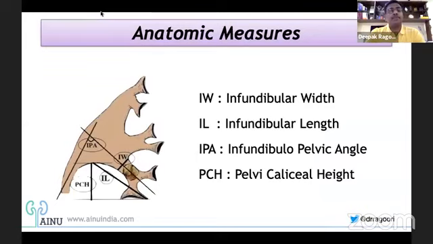And coming to anatomical measures, like we have been seeing all these things from day one of our medical school or maybe training in urology, these 4 parameters, especially in urology training, we have learned, even for our PCNLs, are very important. The infundibular width, the infundibular length, the infundibulopelvic angle, and the pelvic calyceal height. So these are the 4 parameters, although unfortunately there is no one investigation which can actually give you all these details precisely. You should be able to keep them in your mind.